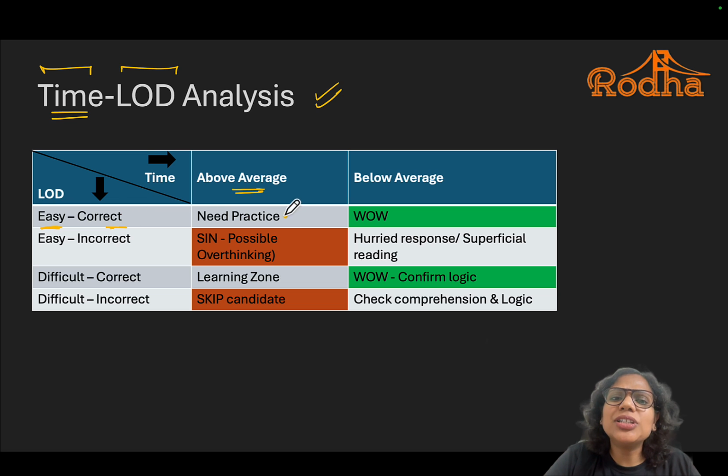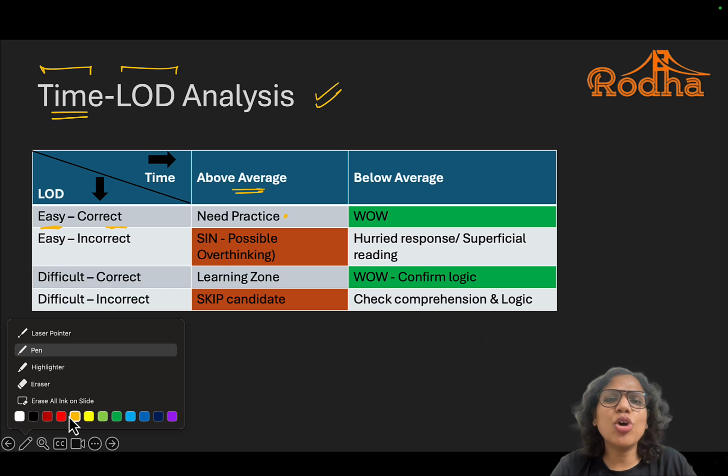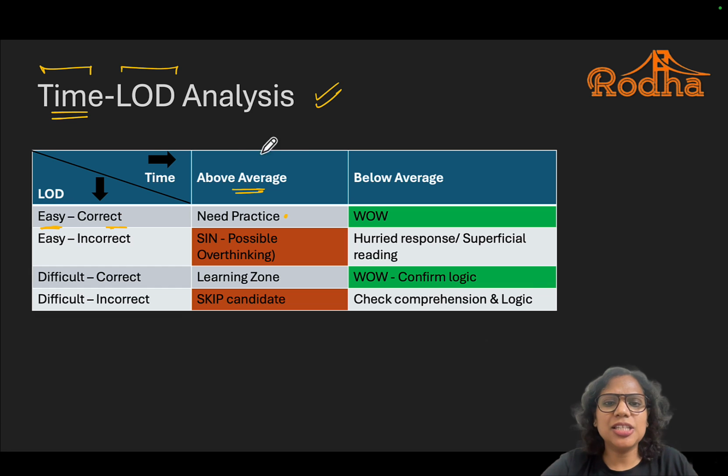So in that case, if the time is relatively higher, that's okay, right? That means you just need some more practice. Okay. However, if the time spent was higher, it was easy and you got it incorrect, that's a cardinal sin.